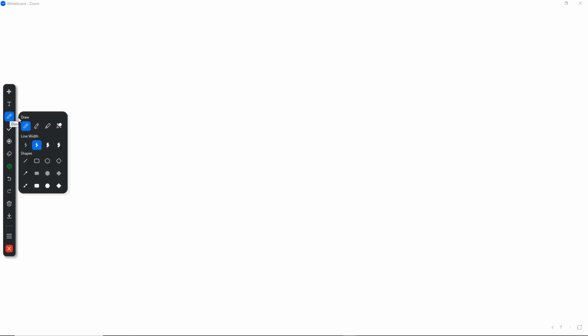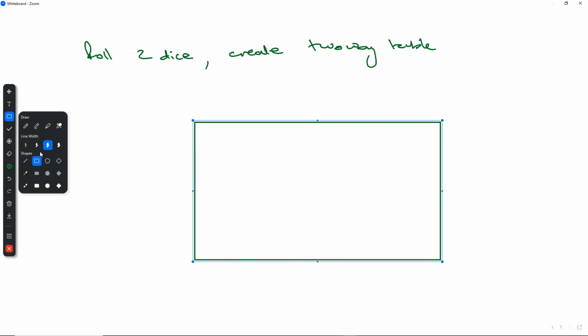Let's have a look at another example. We roll 2 dice, and we create what is known as a two-way table. A two-way table looks like this, a table of outcomes of events. On the left-hand side, we put the outcomes.